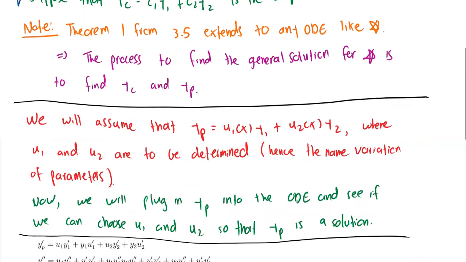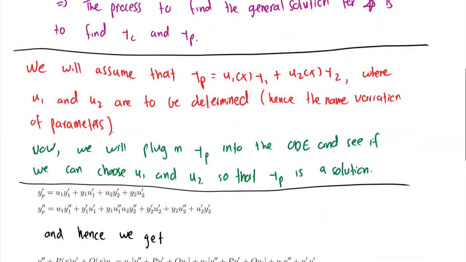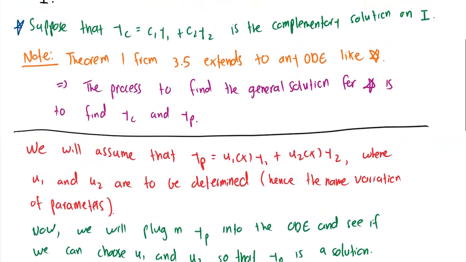Okay? So the only thing that's left is to find what the particular solution is, because again, we're assuming that we're given the complementary solution. So we have to derive a method to find the particular solution, just like we did in the method of undetermined coefficients. So we will assume that y sub p has a particular form.